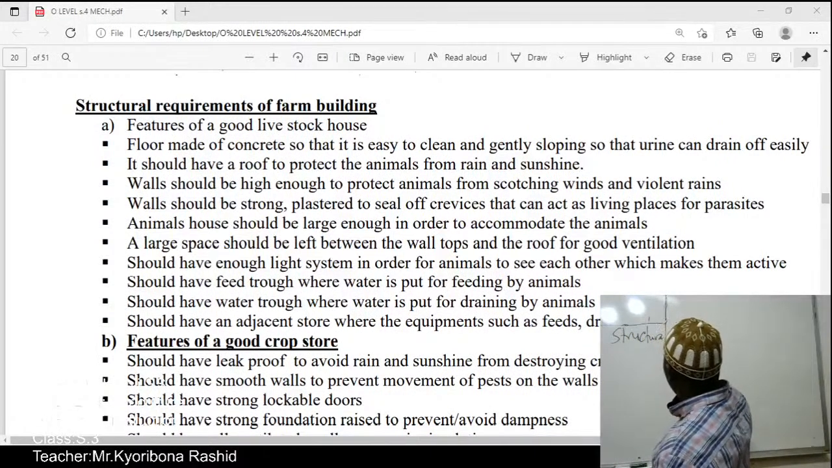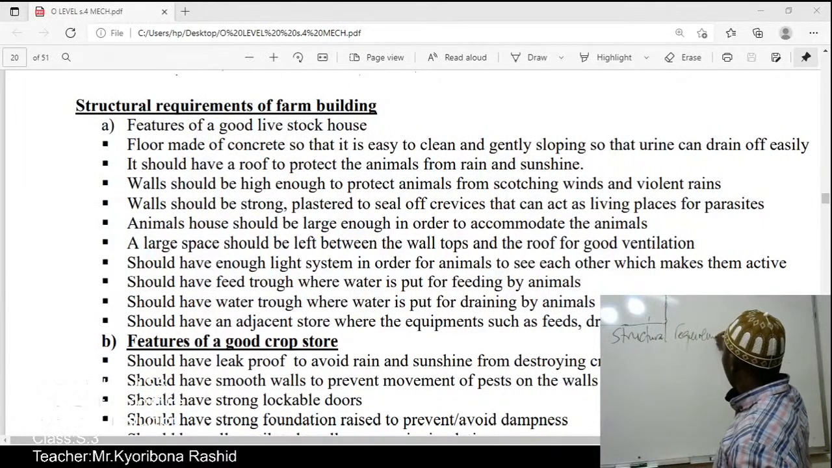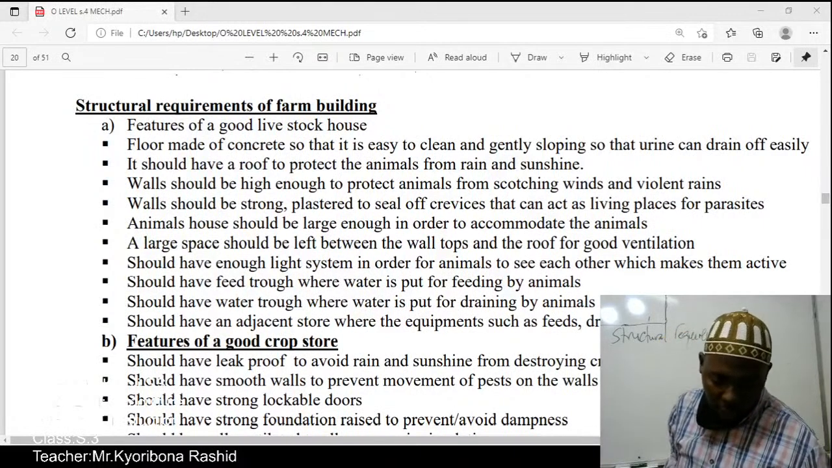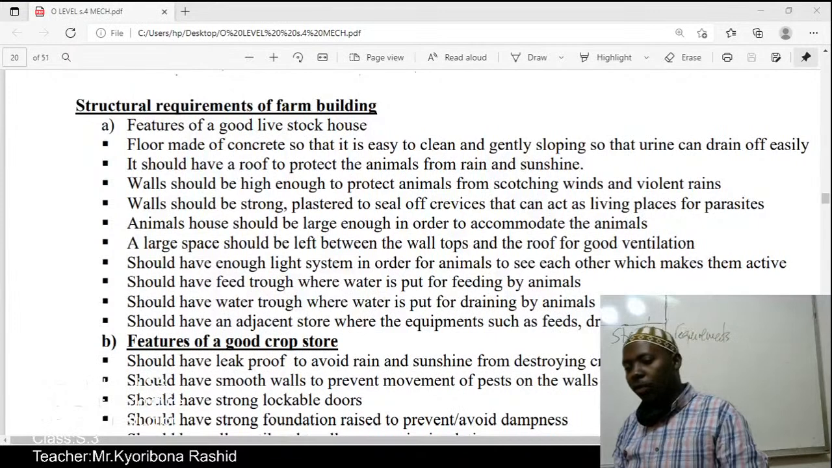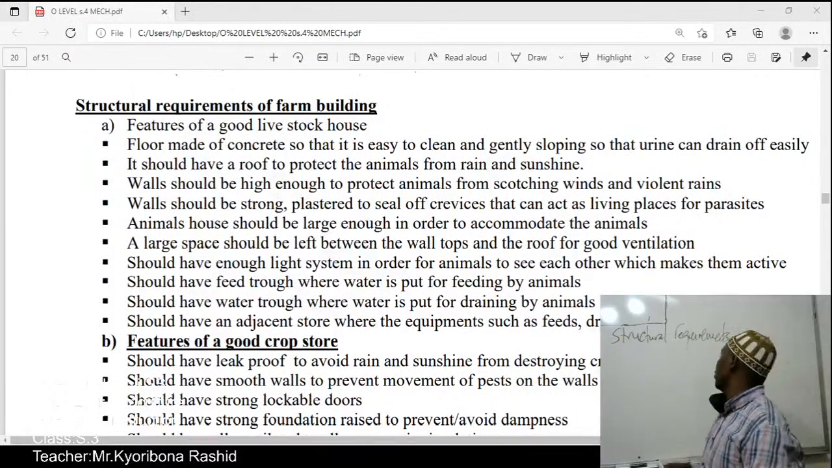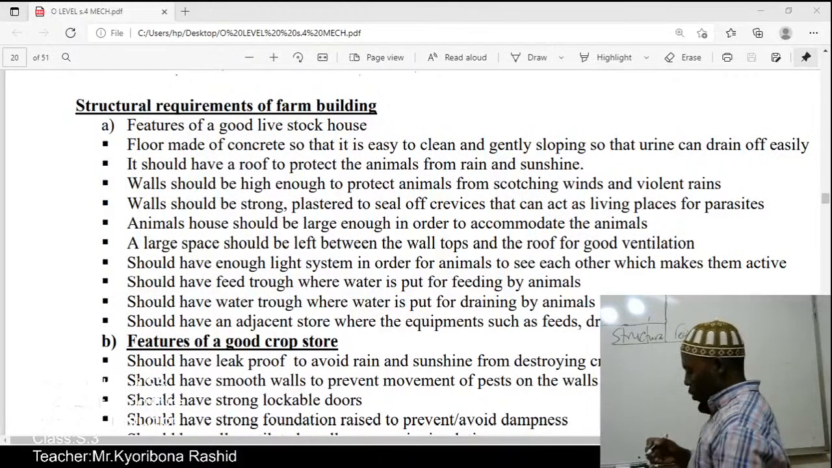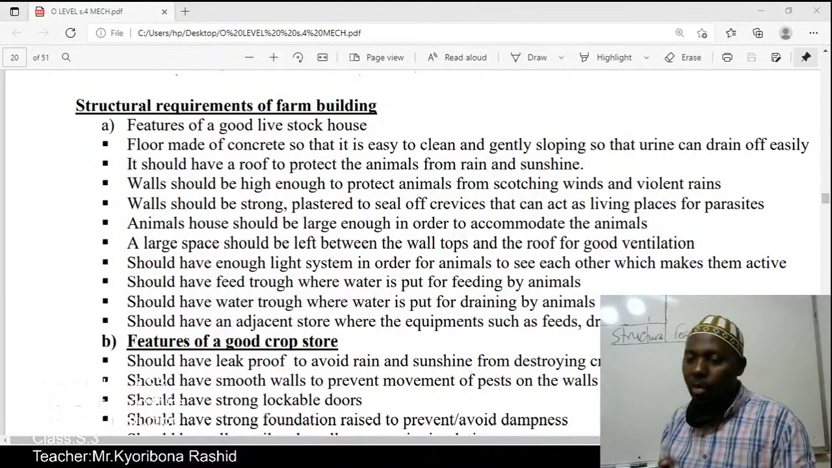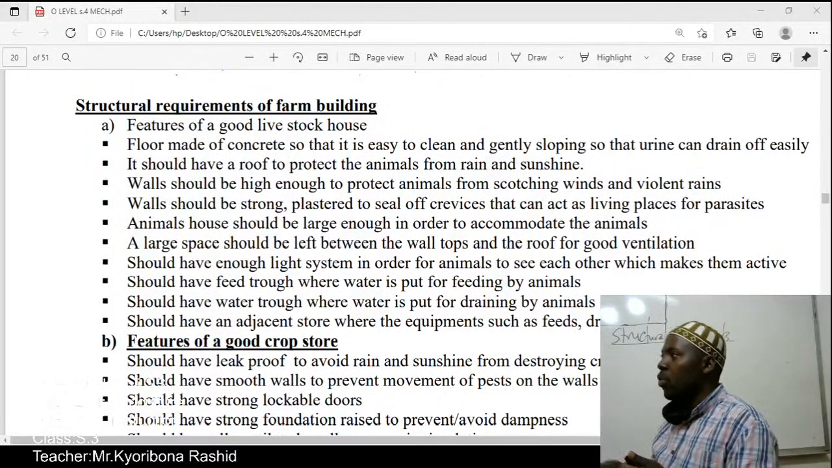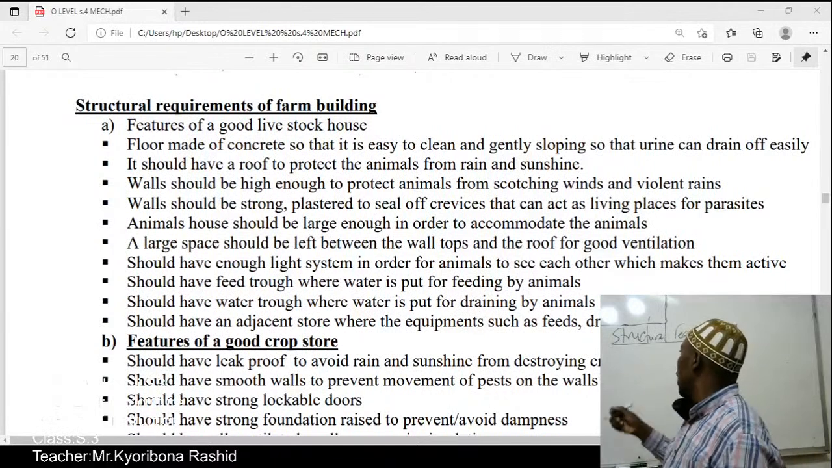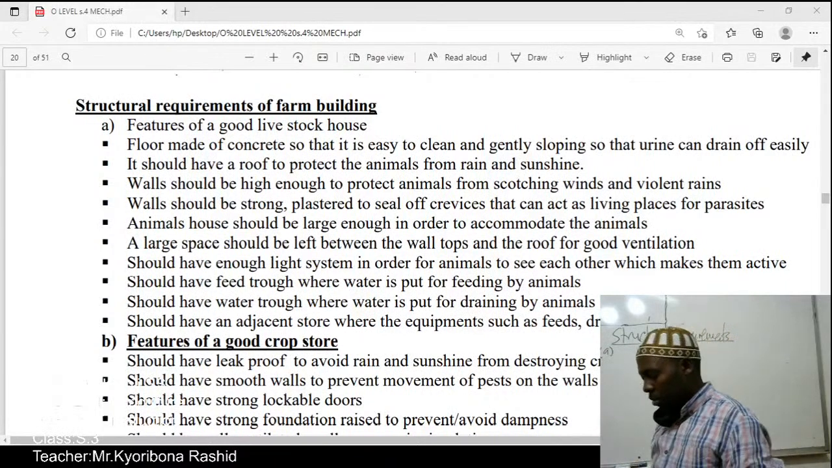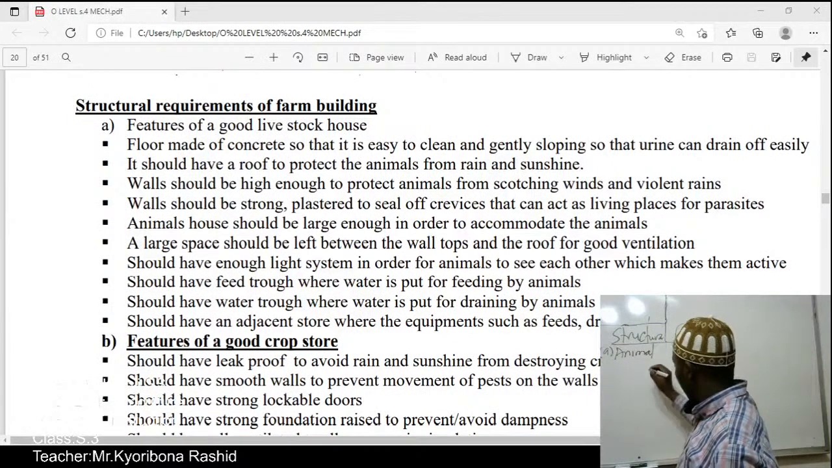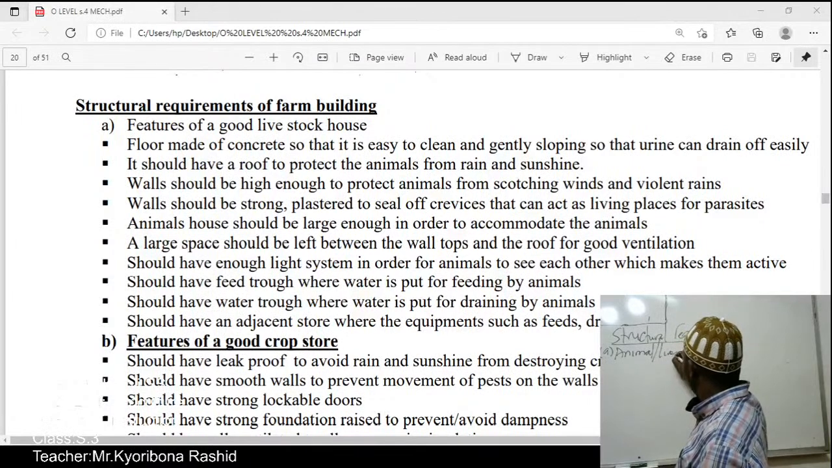Structural requirements. Hope you can see the notes beside you. What are the structural requirements of different farmhouses? What must the structure have that is desirable in line with the purpose of that structure? Now, one of the structures that we're going to look at is a livestock house.